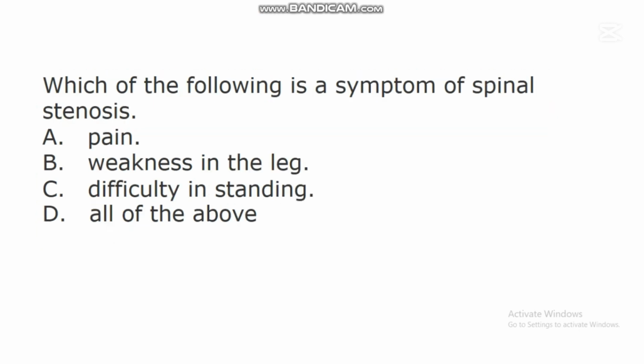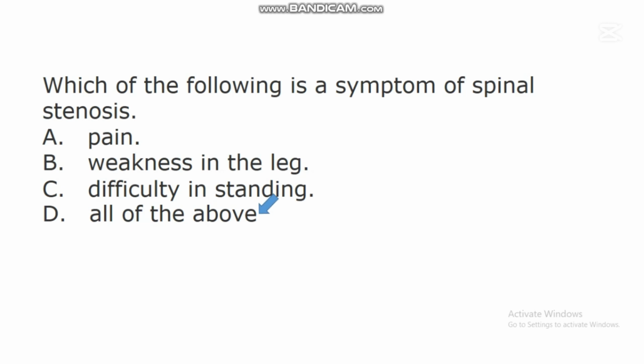The next question says, which of the following is a symptom of spinal stenosis? A. Pain. B. Weakness in the leg. C. Difficulty in standing. D. All of the above. In this question, the correct answer is D.